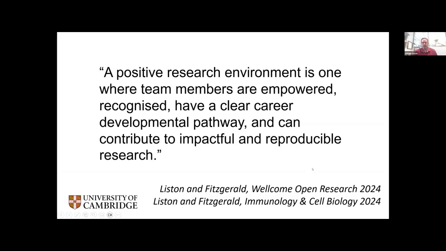I think it's normally pretty clear to people what a negative or toxic research culture is, and yet it's harder, I think, to define what a positive research environment is. Often we know a place that we enjoy going to, we know a team that feels good to us, but it can be difficult to define. Now, for me, the definition of a positive research environment is one where all the team members are empowered, they're recognized for their contributions, they have a clear career trajectory, and they're able to contribute to research that is both impactful and reproducible.